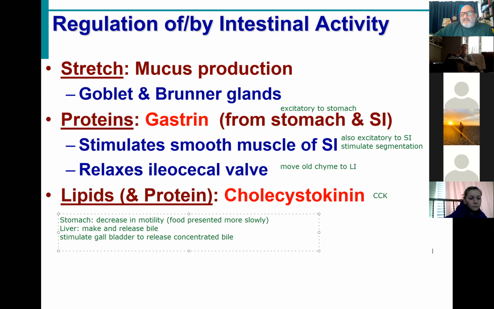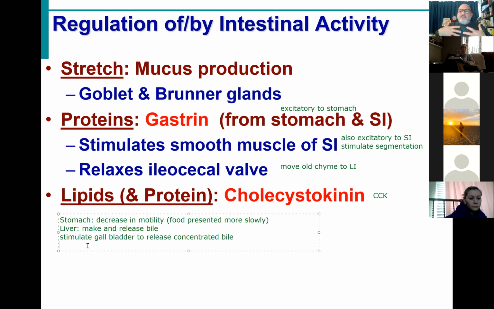Right. So it limits how effective you are at breaking down fats, but it doesn't eliminate your ability to make and store bile. It just decreases it and decreases its efficiency. Great question. All right, excellent.